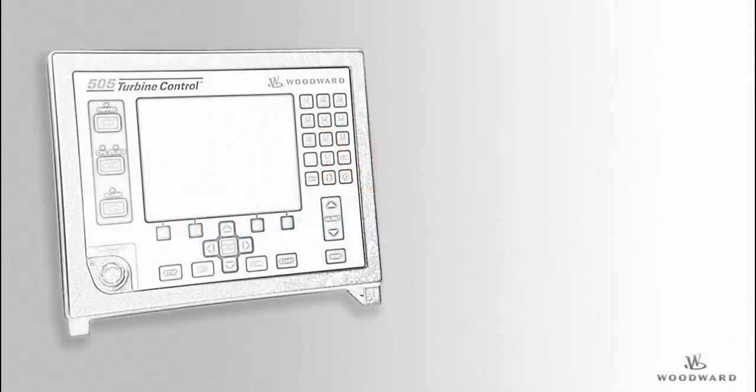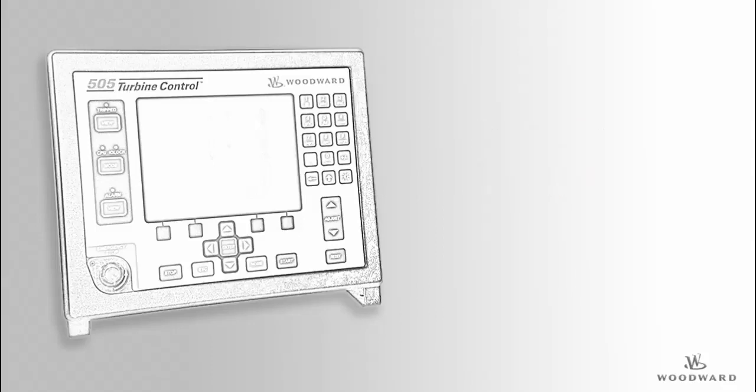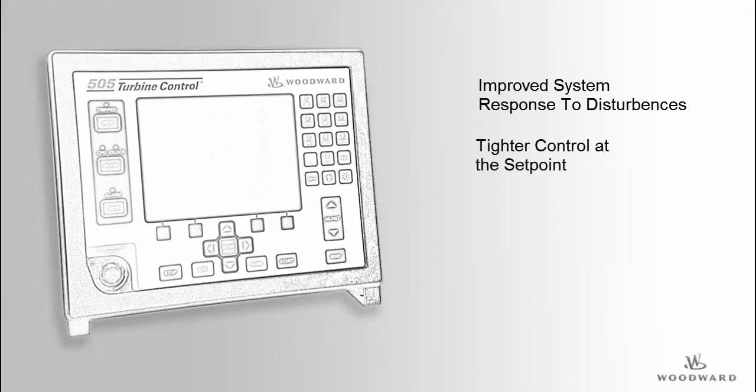In this tutorial, we will cover how to configure and run the extraction PID optimizer and Opti Ratio routine, which automatically tunes the speed and extraction PIDs simultaneously. The extraction PID optimizer and Opti Ratio routines will automatically calculate your system dynamics and provide the following benefits: improved system response to disturbances, tighter control at the set point, and improved system diagnostics.